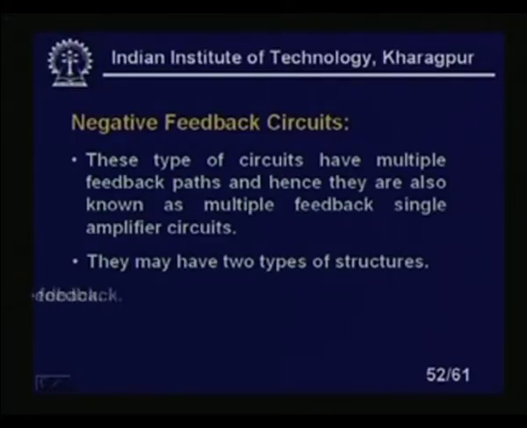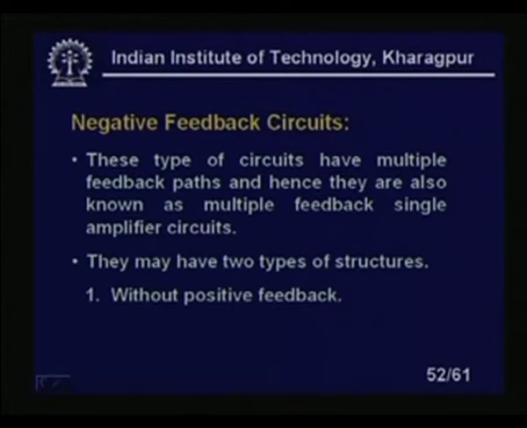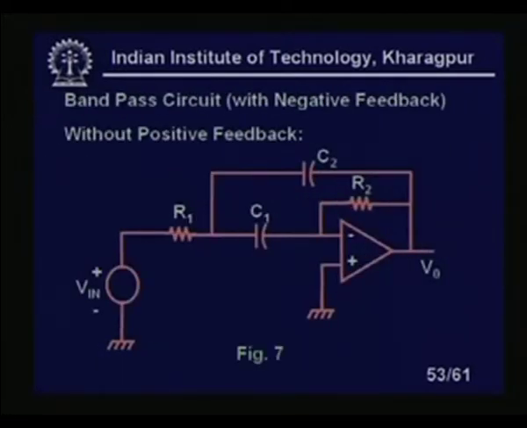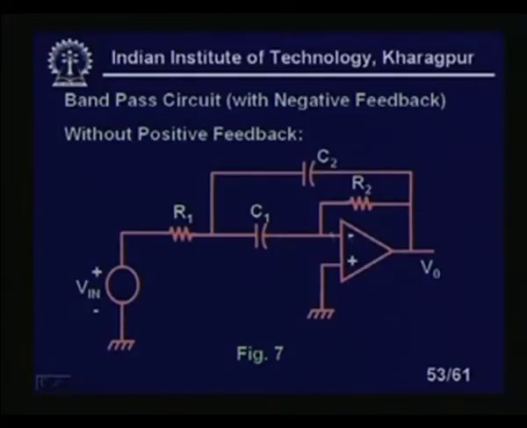They may have 2 types of structures, one without positive feedback and another with positive feedback, right. Now, the band pass circuit with negative feedback, without positive feedback, looks like this. We have input, R1, C1, C2, R2. You see this type of circuit is also called a multiple feedback circuit. There are multiple feedback paths, one is this path and another comes through this path, right. So, this is called a multiple feedback circuit, and there is no positive feedback. Positive feedback is also not necessary to make the circuit stable. But we have seen that if you give a certain amount of positive feedback, we get some advantage, right. That we will discuss after some time.